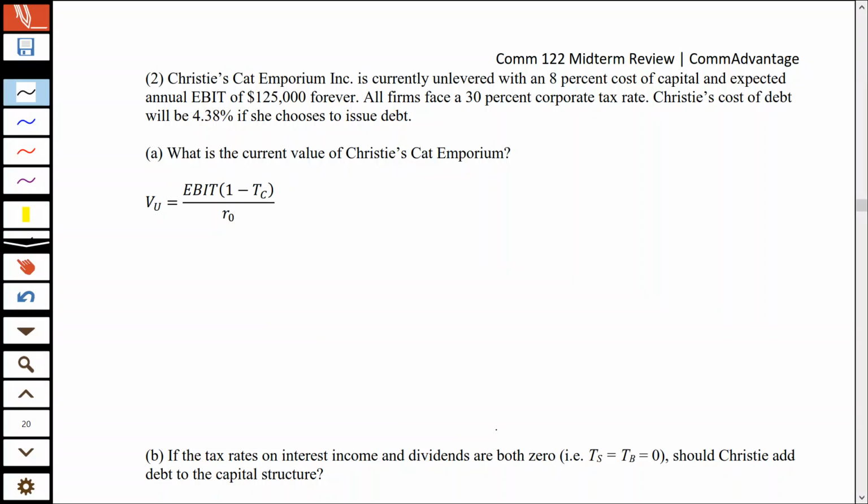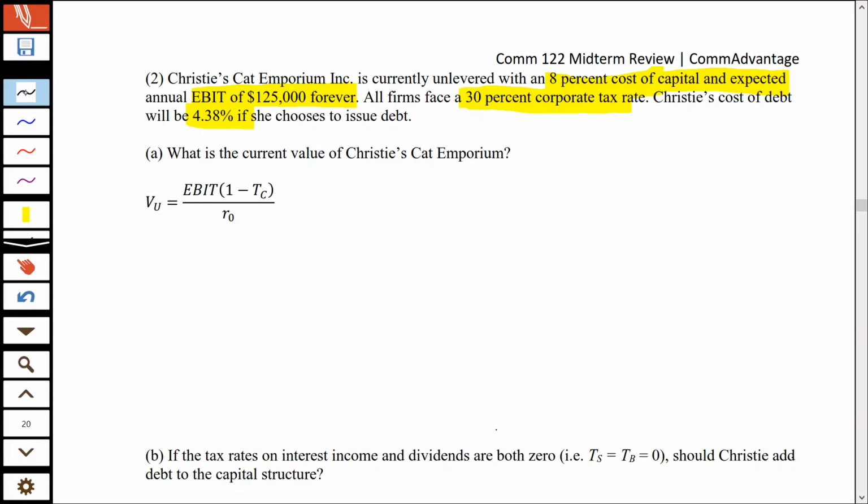Look at how we solve it. So Christie's Cat Emporium is currently unlevered with an 8% cost of capital and expected annual EBIT of $125,000 forever. All firms face a 30% corporate tax rate, and Christie's cost of debt will be 4.38% if she chooses to issue debt. Part A starts out nice and simple by saying, what is the current value of Christie's Cat Emporium?